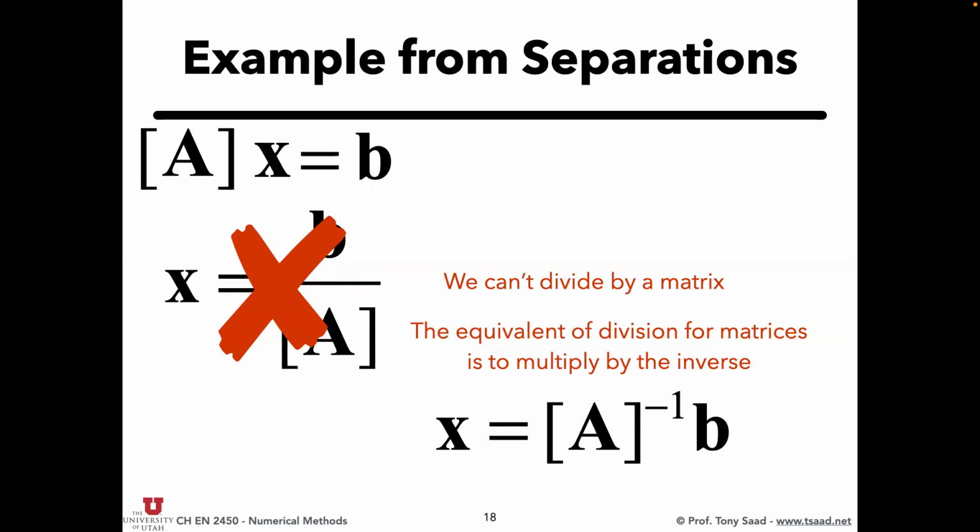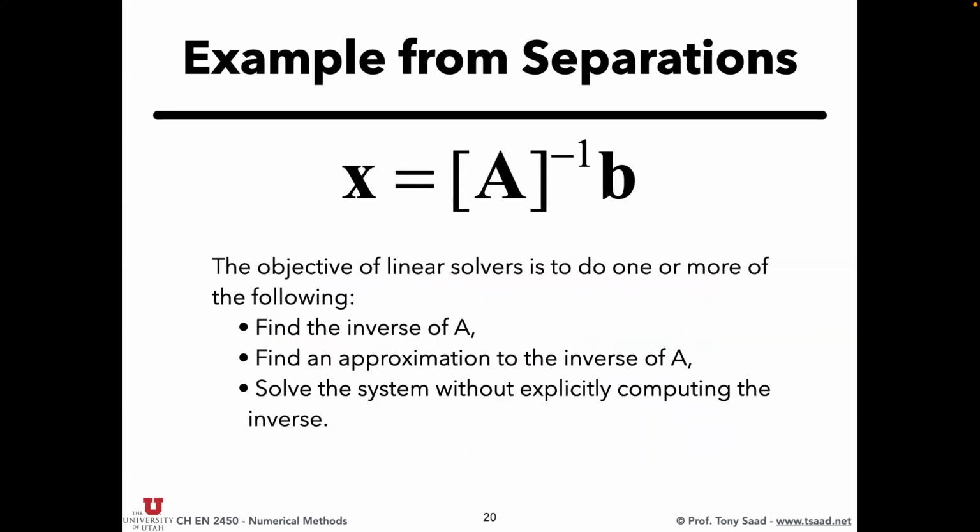So now we have the matrix inverse, and we can define the objective of linear solvers, which is to do one or more of the following. Either find the inverse of A, which is probably what you have learned in high school or other classes, or find an approximation to the inverse of A. This hints at iterative solvers. Or solve the system without explicitly computing the inverse. That's like Gaussian elimination, which is what you've learned, solving it by hand. And the TDMA, the tridiagonal matrix algorithm, does that as well.